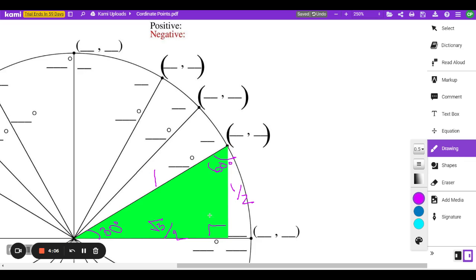And so if we take this triangle with the given properties, we can find these coordinate points. So the first point is our x value followed by our y value. Our x value for our triangle is going to be square root of 3 over 2. And then the y value is the height, so 1/2. So the coordinate point at 30 degrees is going to be square root of 3 over 2, comma, 1/2. And we can do this for all of our triangles.